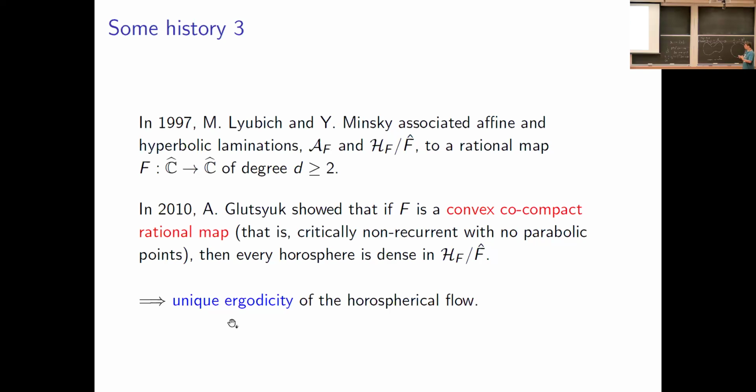The reason Glutsuk makes a relatively strong assumption on the rational map is because he wants to prove unique ergodicity. This is what he is after. Unique ergodicity is a very strong assumption. It says something about the behavior of every orbit. While in this talk, for orbit counting, we need mixing, which is a lot weaker because it is about the behavior along almost every orbit.